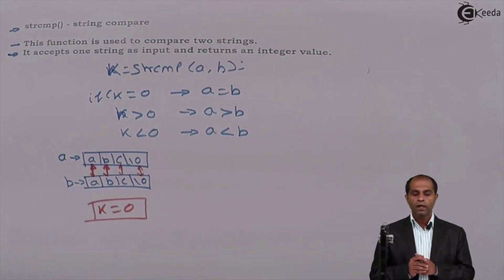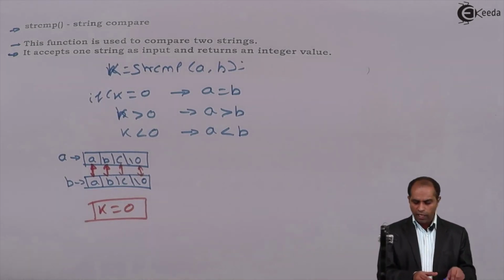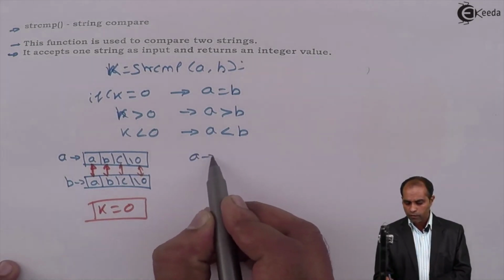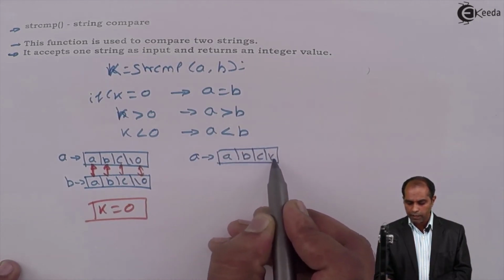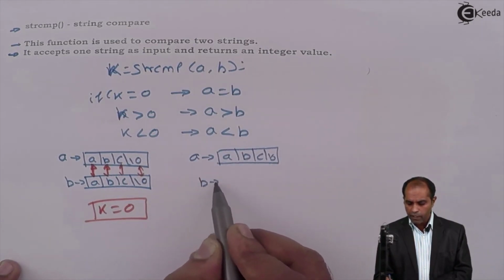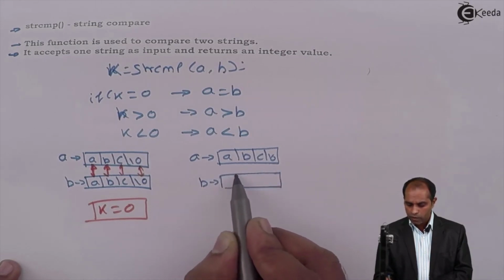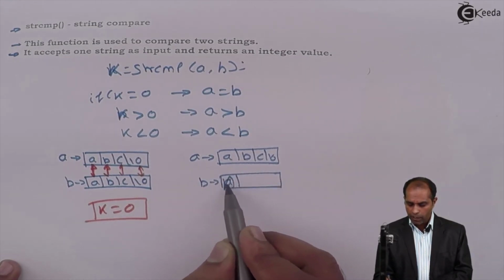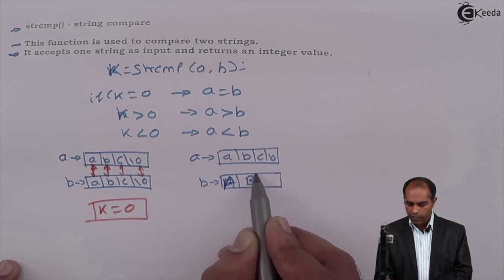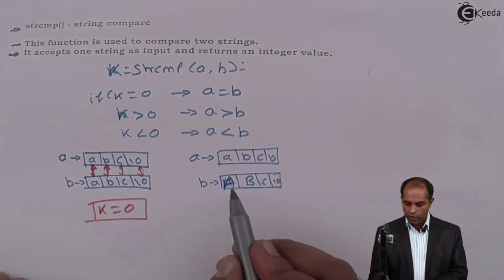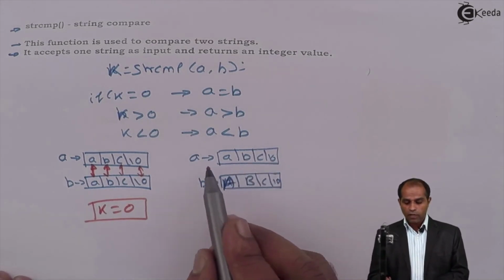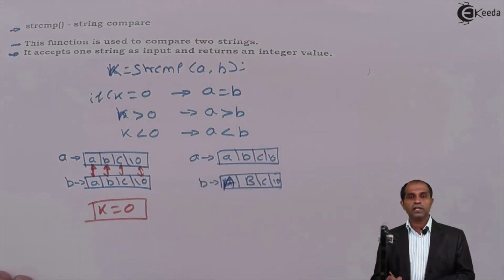Hence, your k is 0 in this case, which means that string A is matching with string B. Now, assume that string A has a, b, c and null character, and B has capital A, capital B, capital C and slash 0. What does this indicate? See here, I have the length the same. A has 3 characters, B also has 3 characters.